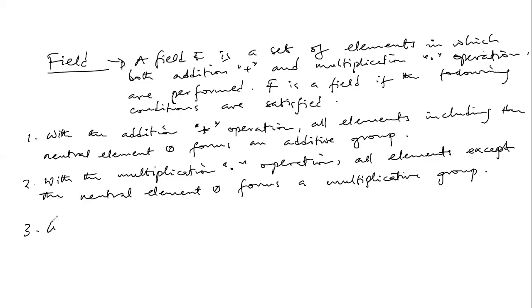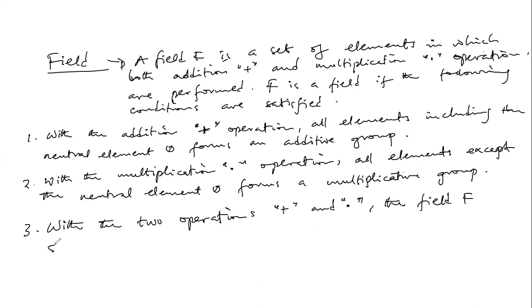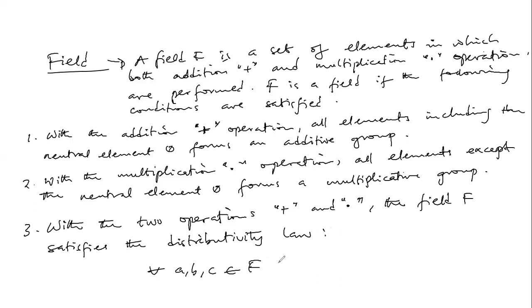And then the third condition here is that with the two operations, the field satisfies the distributivity law. Okay? So with the two operations, that is, addition and multiplication operation, such that A, B, C in F, it will be satisfied if A dot (B plus C) is the same as A dot B plus A dot C.